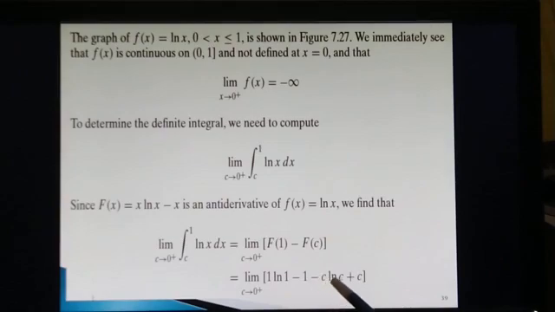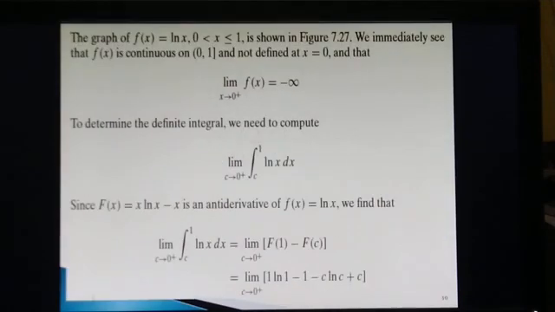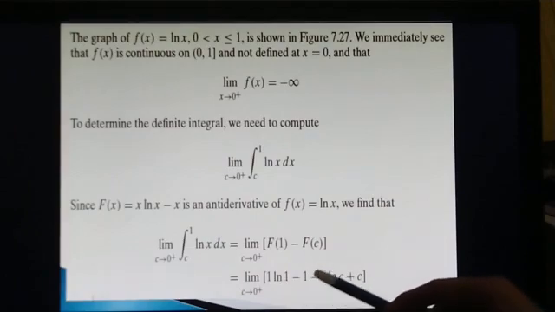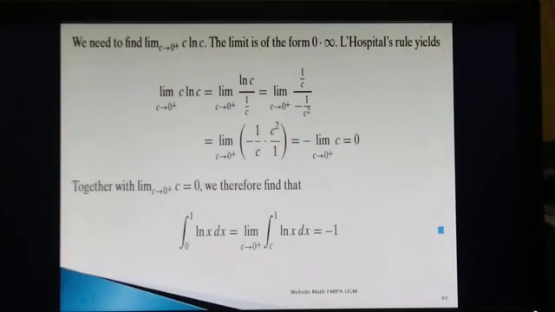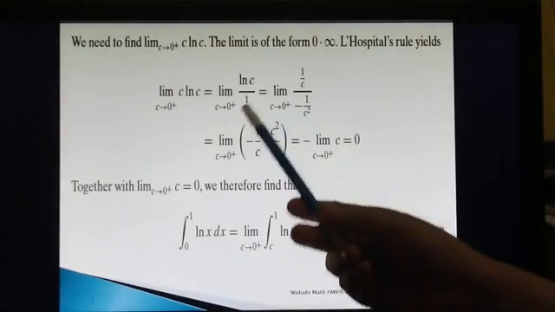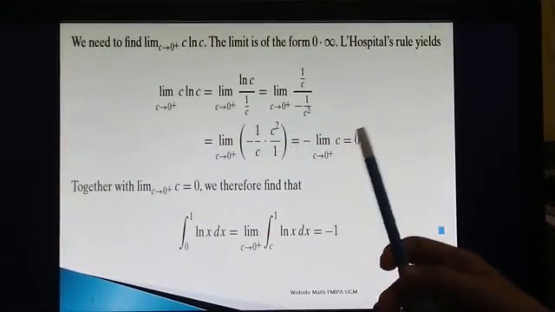If we take c tending to 0 from the right, this is of course 0, this is 1. But this is ln 0 plus, this is infinite. So I think the result depends on this limit, c ln c when c tends to 0 from the right. By using calculus 1, it equals ln c divided by 1 over c. By using a very simple limit in calculus 1, it is equal to 0.